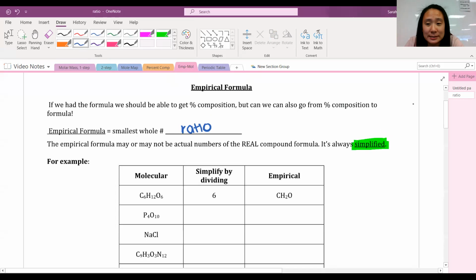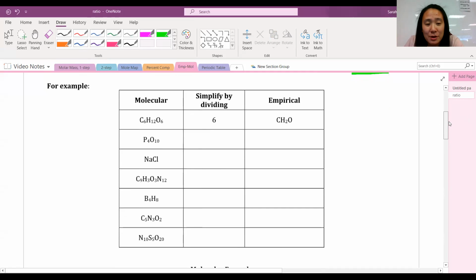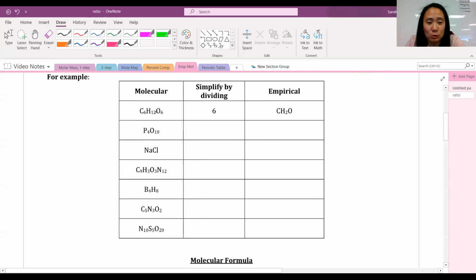Okay, so for example, you have the compound C6H12O6. We can simplify all of these numbers by dividing by 6. So 6 divided by 6, 12 divided by 6, 6 divided by 6 gets us 1, 2, 1. So the empirical formula is CH2O, the simplified formula.